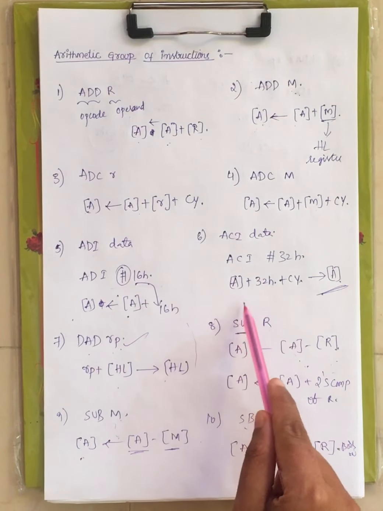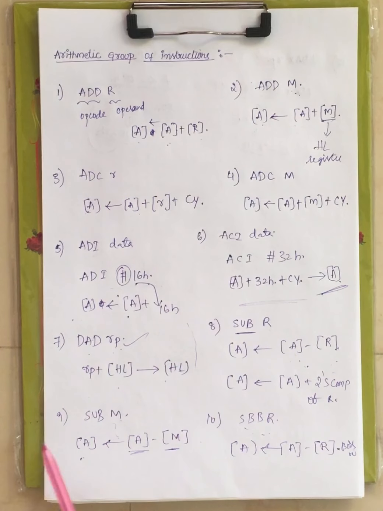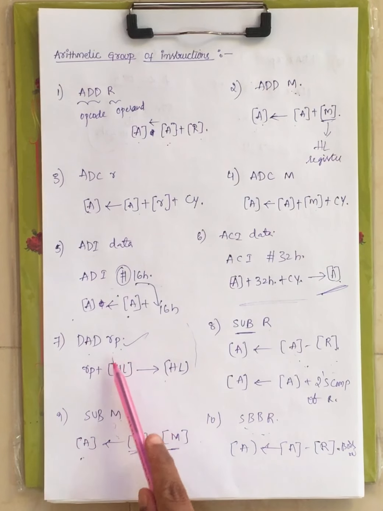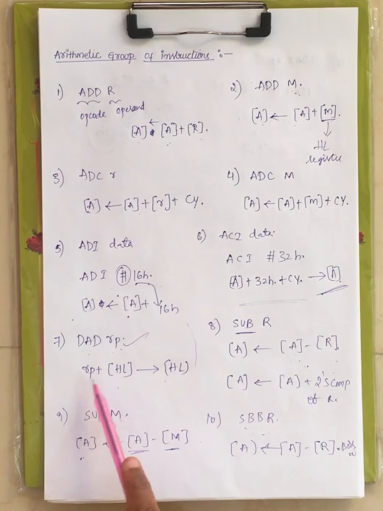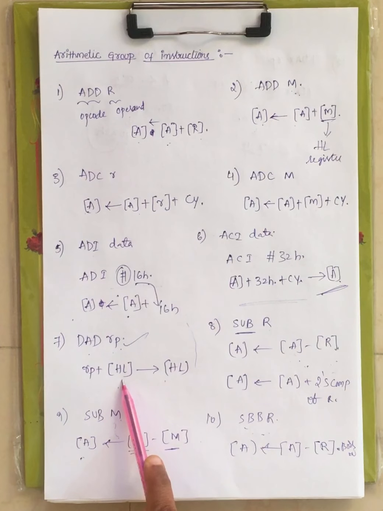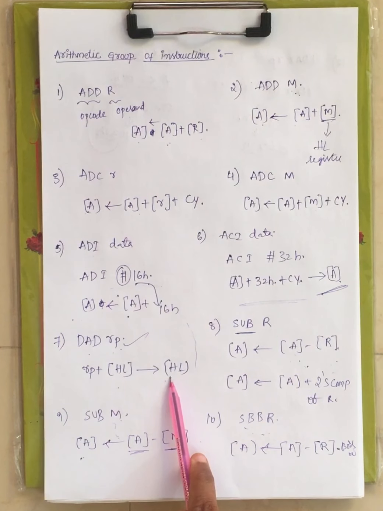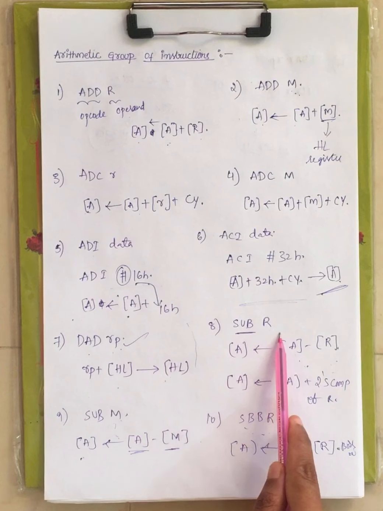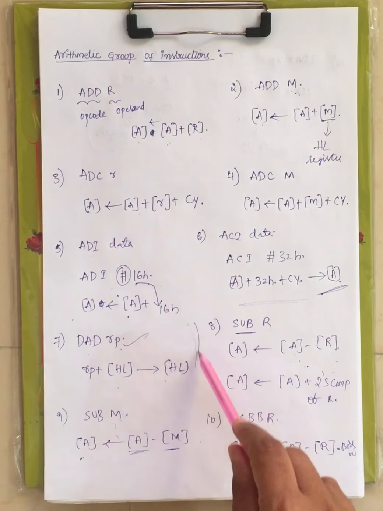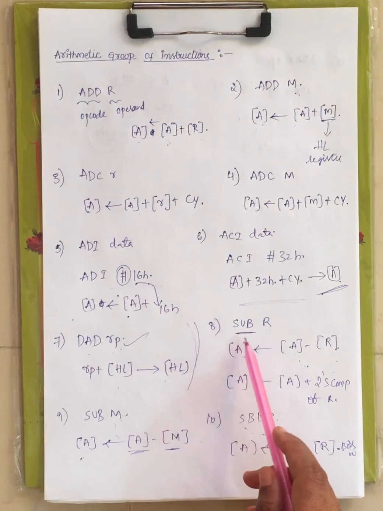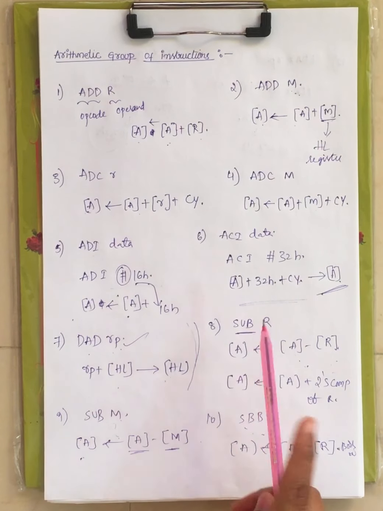right? All these additions up to the 6th instruction are 8-bit additions. Now if you want to perform 16-bit addition, this instruction is used, right? DAD RP. Whatever register pair is specified within the instruction, that register pair's contents are added with the contents of the HL register pair, and the result is stored in HL itself, right? Now coming to the 8th instruction, SUB R. Now up to here are your addition instructions, right?